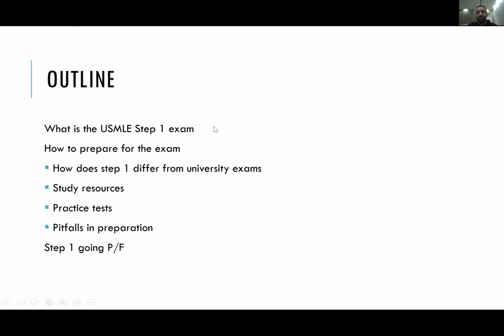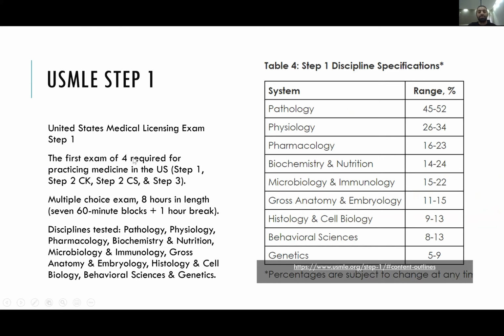So first of all, USMLE step 1 is the first step in getting licensed as a physician in the US. It's one of four required tests to practice medicine in the US. Step 1, step 2CK, step 2CS, or step 3. عشان تبدأ residency في الUS ما تحتاج إلا أول ثلاثة. Step 3, you can do it later on during residency. It's a multiple choice exam. It's 8 hours in length. It has 7 blocks that are 1 hour long. And then you have an hour break.